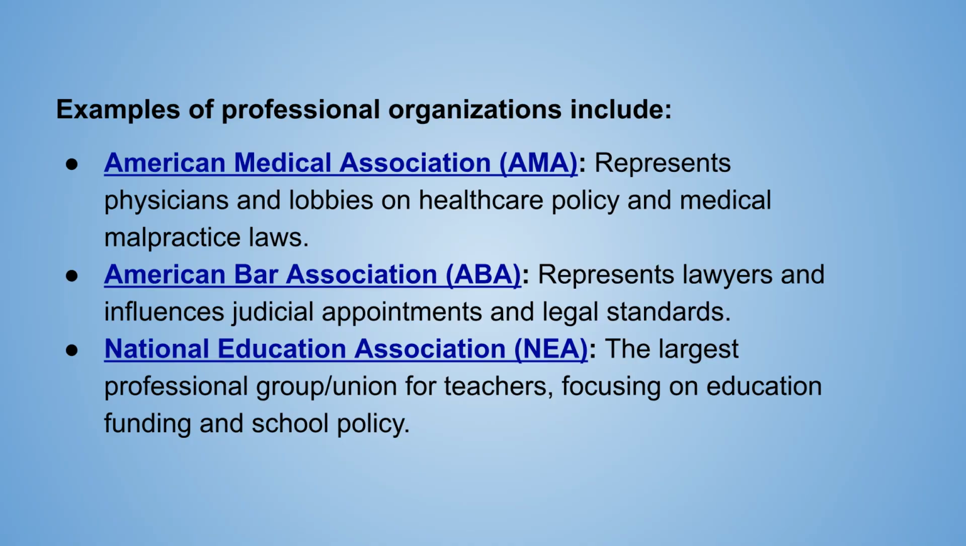Examples of professional organizations include the American Medical Association, AMA, which represents physicians and lobbies on healthcare policy and medical malpractice laws. The American Bar Association, ABA, represents lawyers and influences judicial appointments and legal standards. The National Education Association, NEA, is the largest professional group union for teachers, focusing on education funding and school policy.